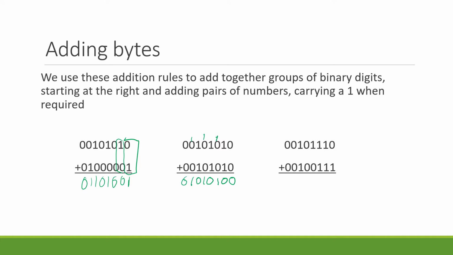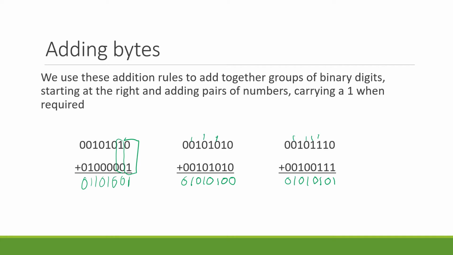Final one is more complicated again. We've got lots of 1s to add together. So 0 plus 1 is 1, 1 plus 1 is 0, carry a 1, and now we have 3 1s to add together. We don't put 3, and instead we say 1 plus 1 plus 1 is 1, 1. So we put down a 1 and carry a 1. And the next column, 1 plus 1 plus 0 is 0, carry 1. 1 plus 0 plus 0 is 1. 1 plus 1, 0, carry 1, 1 and 0.